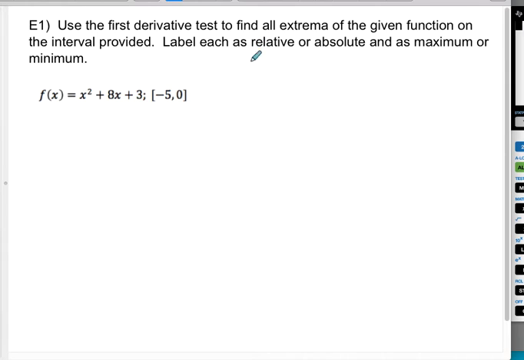So I actually haven't defined relative and absolute yet, which is something I intended to do earlier, but somehow skipped, so we're going to talk about that now. Relative can also be called local. Absolute can also be called global. What it means to be a relative quantity is that it's the biggest or smallest around, okay? What it means to be an absolute max or min is that it's the biggest or smallest ever, right?